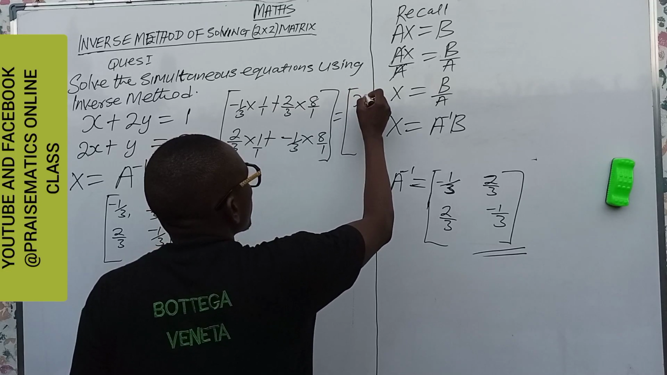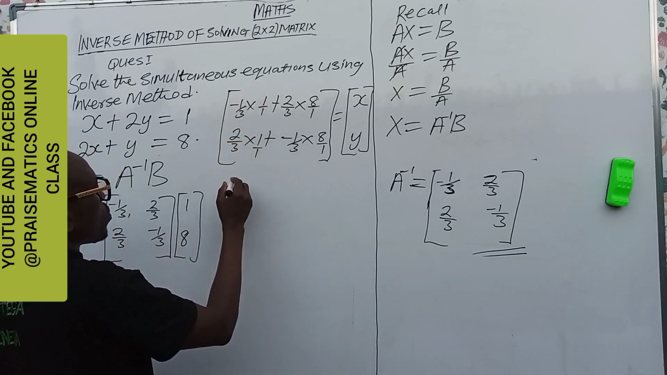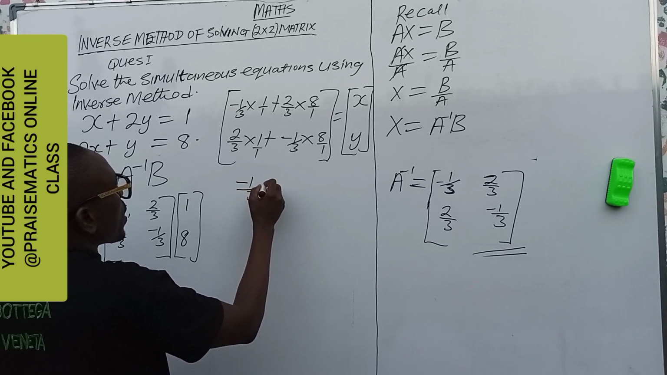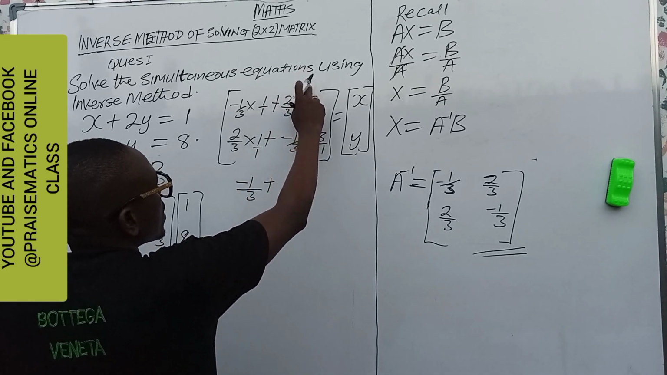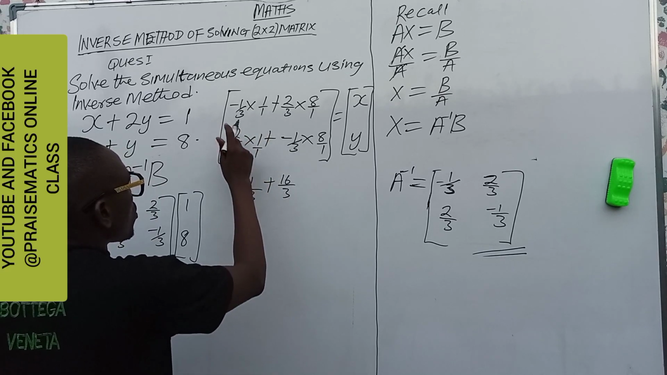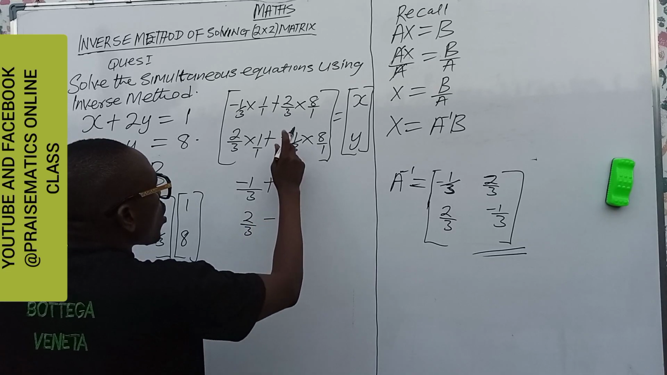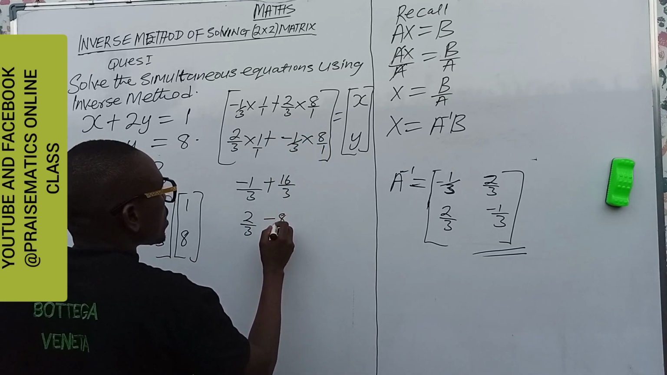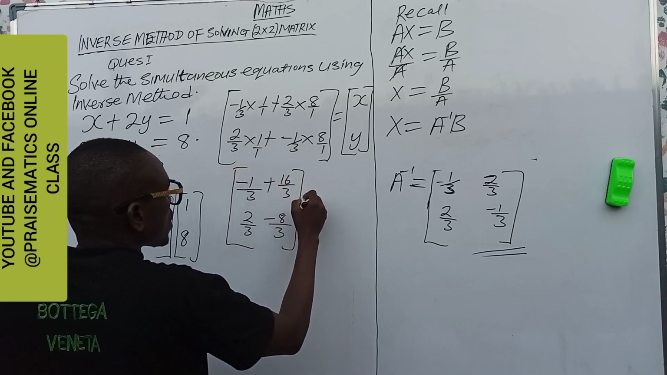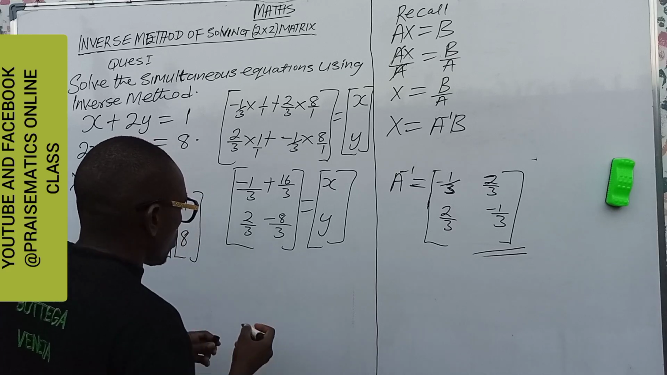What are we looking for? We're looking for X and Y. Okay, now let's go. Minus 1 over 3 plus 2 times 8 is 16, 16 over 3. Close it. Minus 2 times 1 will give us 2 over 3. Minus 1 times 8 will give us minus 8 over 3. Close it. Is it equal to X, Y? And that is what we are looking for.